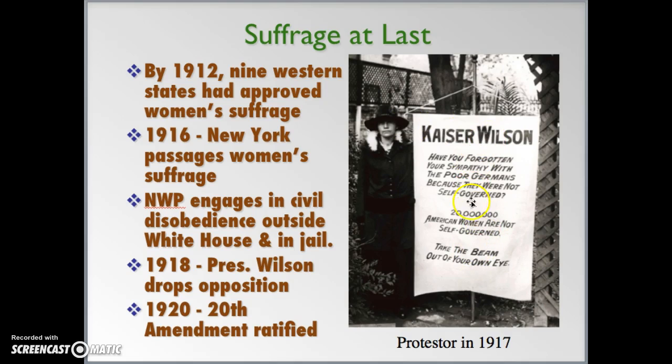Have you forgot about the Germans? They're not governed. Well, women aren't governed either. Take the beam out of your own eye. Say that to your mother sometime. See how she likes it.